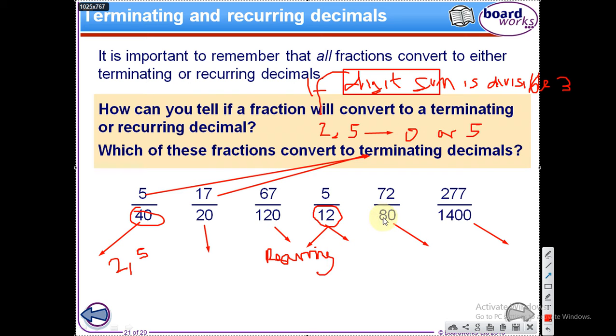Okay, this one definitely is divided by 2 and 5, so this one here is terminating. I don't need to confirm. This is because 1 plus 4 is 5, it's not divisible by 3, so definitely this is terminating. So that's the end of the game, guys. This is a video, you can pause, rewind, and go over it again.